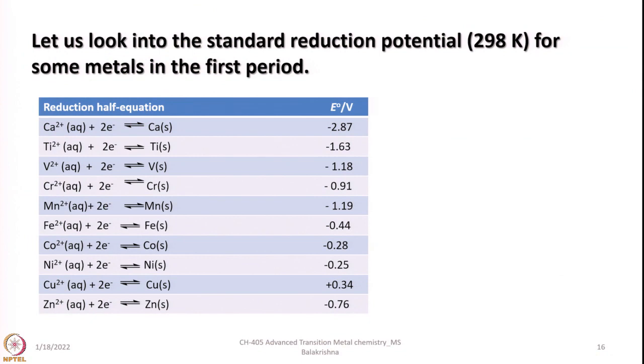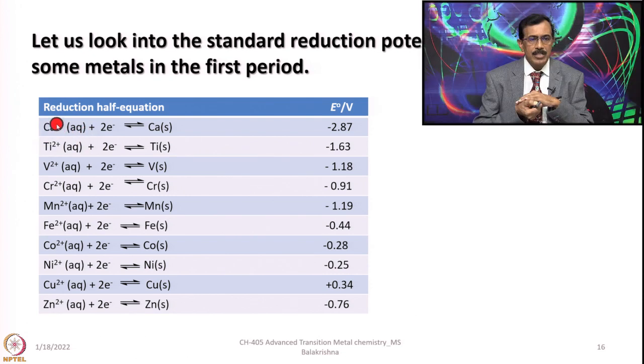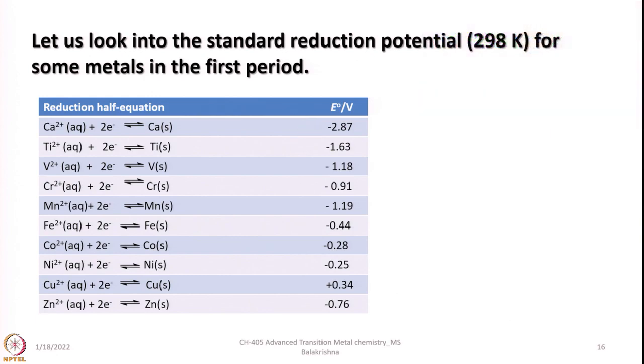The values I have given here include calcium also, starting with calcium and ending with zinc. As you see, the values of the alkaline earth metals are negative, which means they can be readily oxidized, and as the value increases, they tend to be more and more reducible in character. That means copper 2 plus can be readily reduced to copper, compared to calcium 2 plus getting reduced to calcium in its zero valence state.